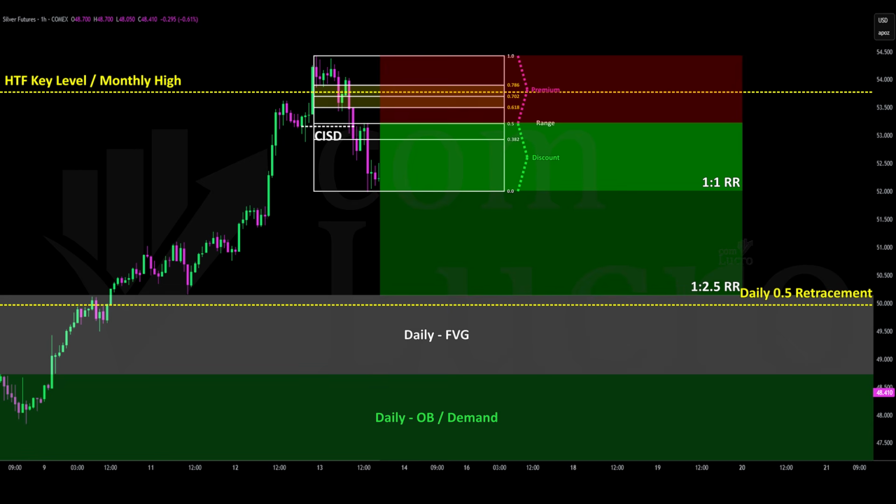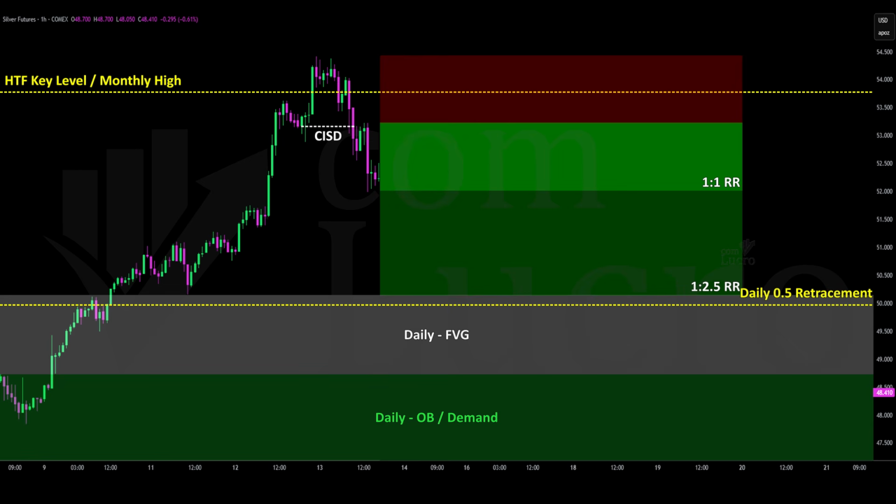From there, we can place the entry around the 50% retracement, with the stop loss positioned above the most recent swing high. The first target at 1-to-1 naturally aligns with the most recent low on the 60-minute chart, while the 1-to-2.5 target aligns closely with the opening of the daily fair value gap and slightly above the 50% retracement of the higher time frame range, creating a strong area for potential profit taking.